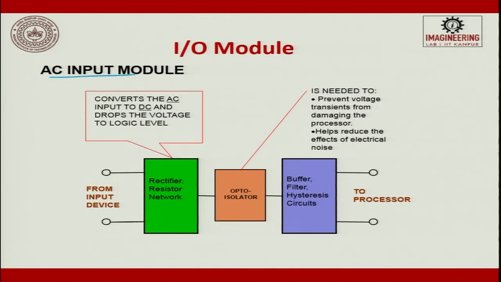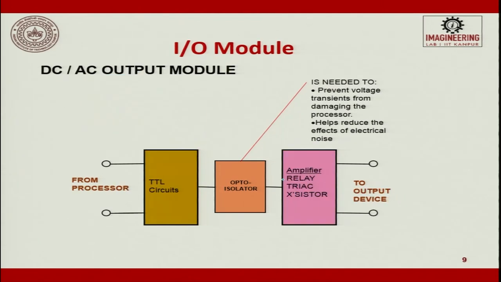AC input module. In an AC input module, you have a rectifier and a resistor network. The rectifier's function is to convert the AC input to a DC signal and drop the voltage to logic level. So, here we did not have that, we had only a resistor network, but here you will have a converter which does this. Then you will have an opto isolator, the same function as before, and then you will have buffer, filter, hysteresis circuits, etcetera. So, AC DC output devices: we saw the input devices, now we will see AC DC output devices.